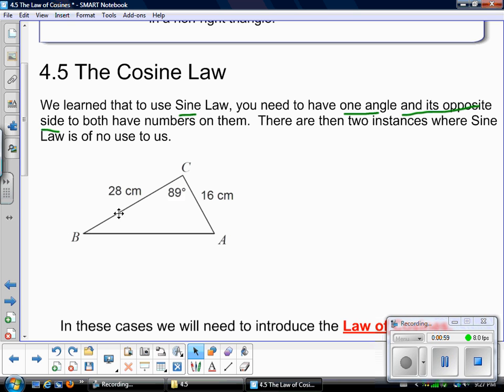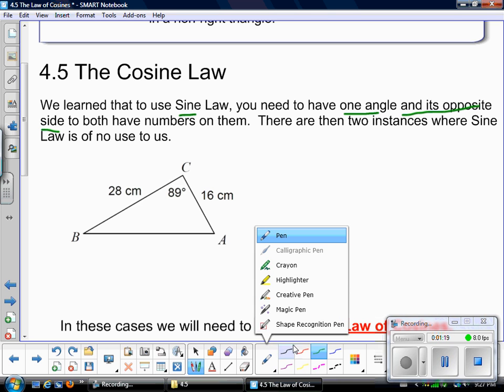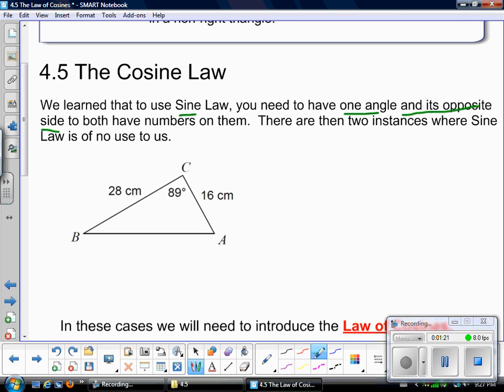So the two places that the sine law is no use to us are the following. One, where I am given two sides and an angle in between. Sometimes I call this Pac-Man if I put my hands together. It's the angle that holds my hands together when I'm clapping. So that is one instance where I do not have anything I can do with the sine law. If I know this side and this side, and obviously the angle in between, sine law doesn't work because I need to know an angle and the side directly across.